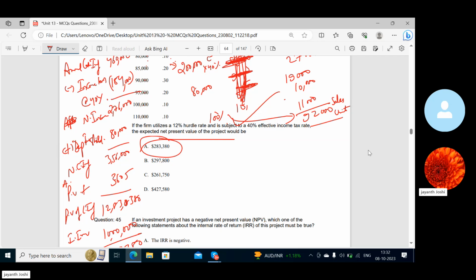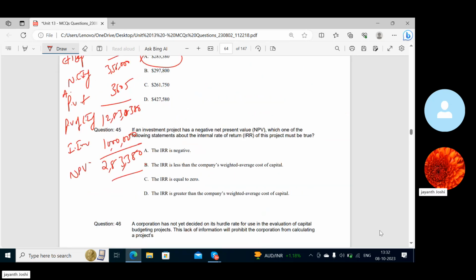Done, sir. If an investment project has negative NPV, which one of the following statements about the IRR of this project must be true? The IRR is greater than the company's WACC. No, D, sir.